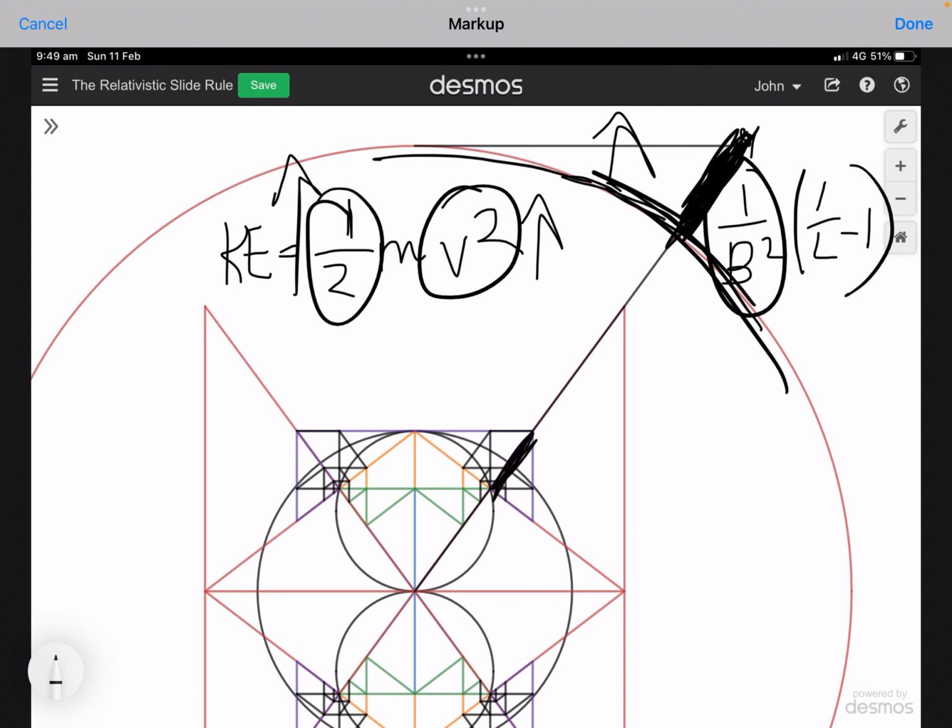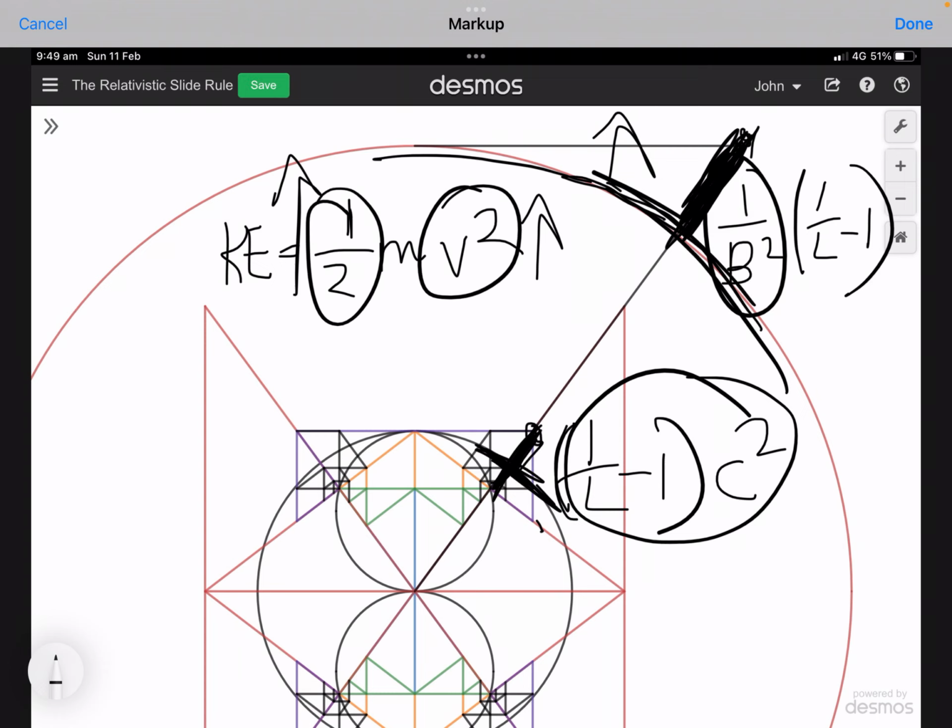And then, according to particle physics, this, which is gamma minus 1, is actually the kinetic factor, and then they multiply it by c squared to get kinetic energy. But this one goes to 0 as the velocity drops to 0, whereas this one here drops to half.